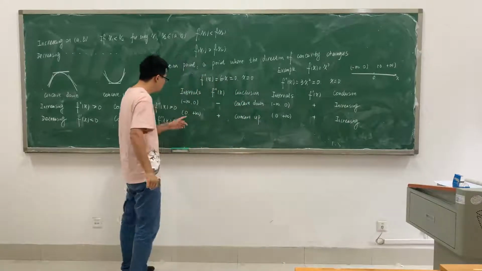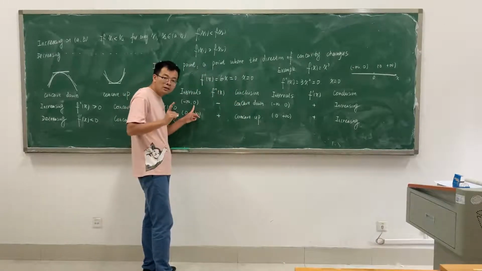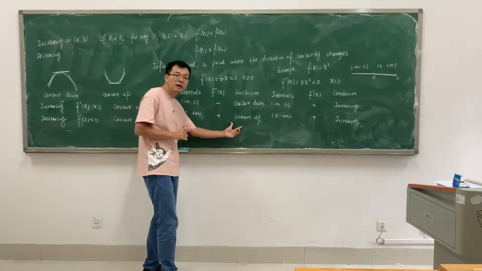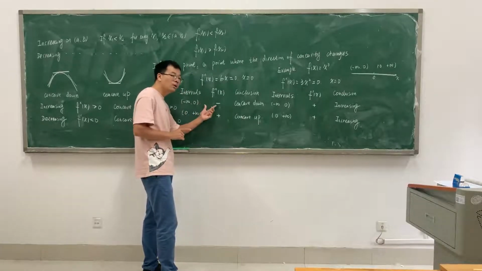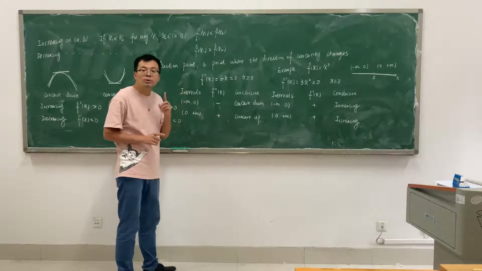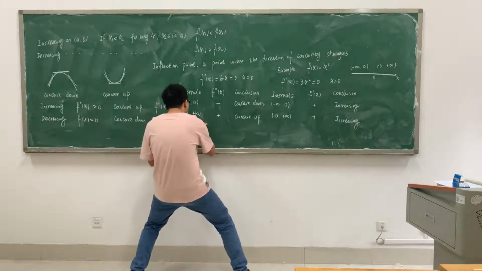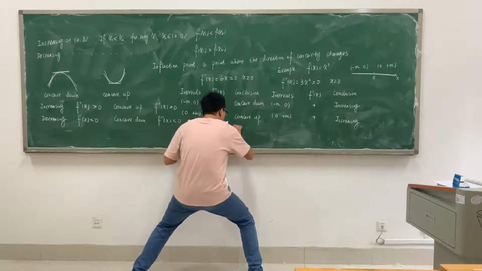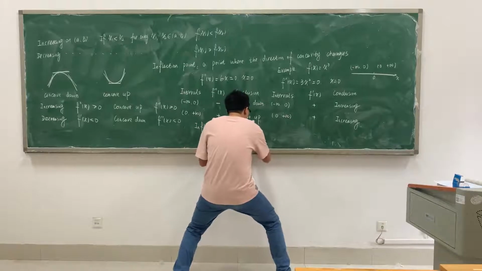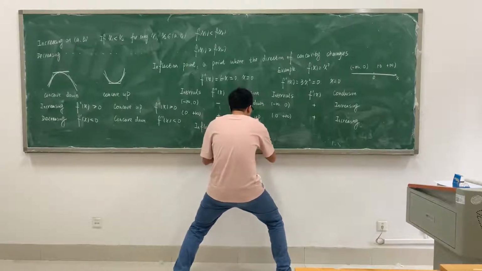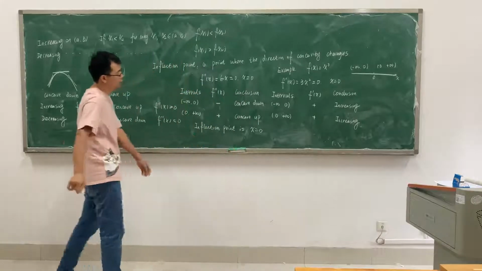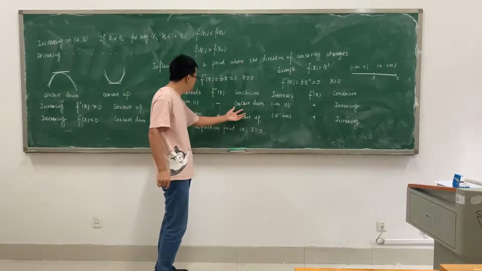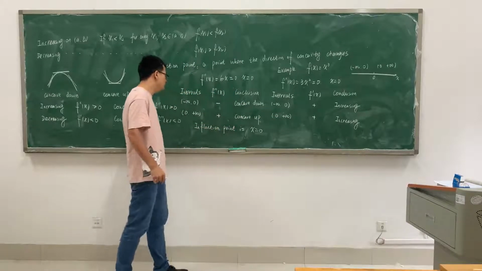Now we can see that at the point 0, the left is concave down and the right is concave up. So the inflection point is x equal to 0. So this is the increasing interval, the concave intervals, and the inflection point.